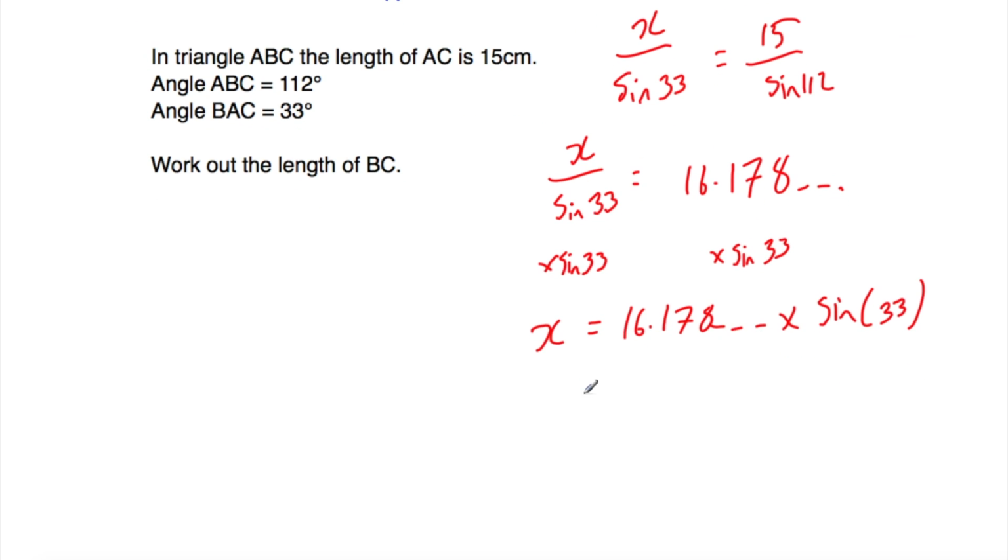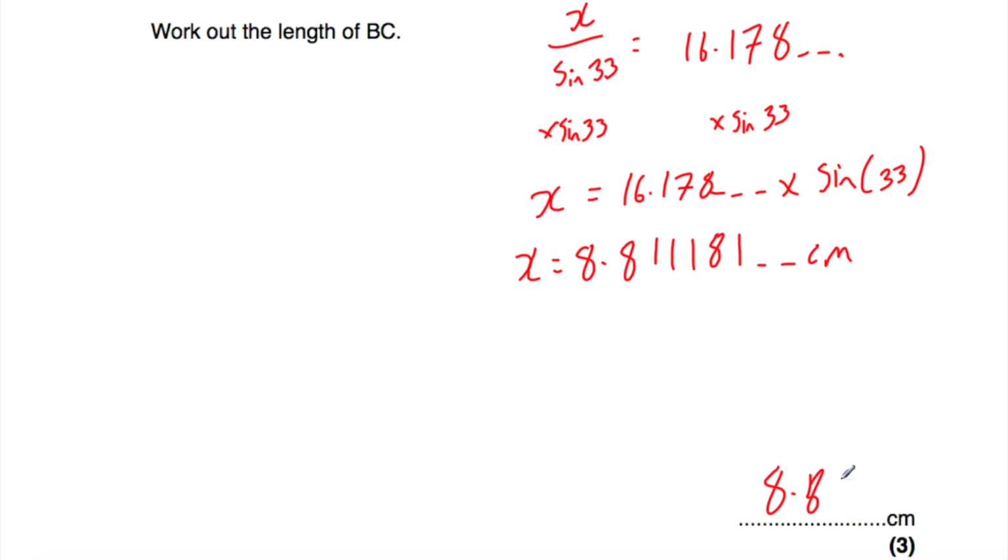And whenever we type that into our calculator, we can just do multiply by the sine of 33, and we get that x is equal to 8.811181, and so on, centimeters. So b is equal to 8.81 centimeters to 2 decimal places, and if you got that, well done. Okay, let's look at our next question.